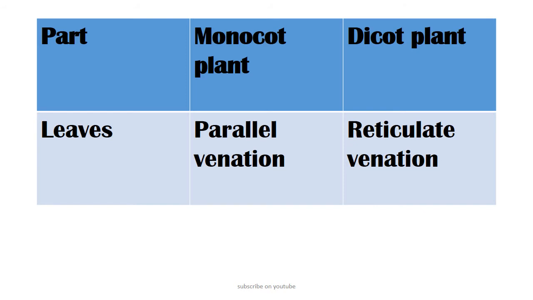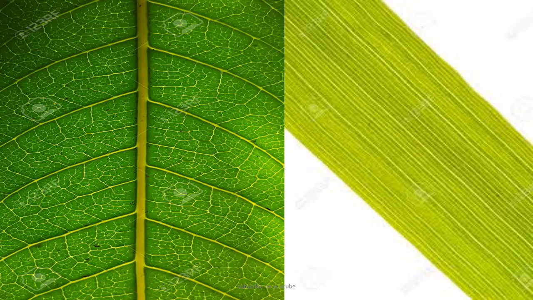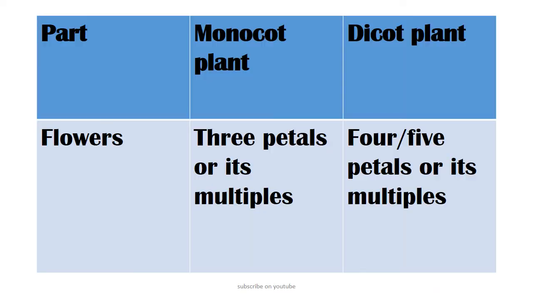Leaves. In monocot plants parallel venation is present. In dicot plants reticulate venation is present. This is a mango leaf. The venation is reticulate, that means it's a dicot. This is a grass leaf, with parallel venation. It's a monocot.